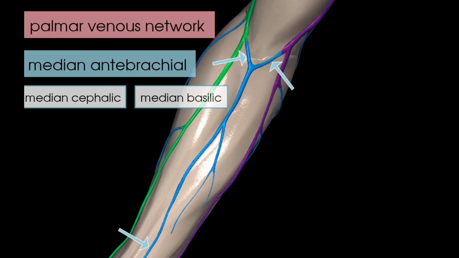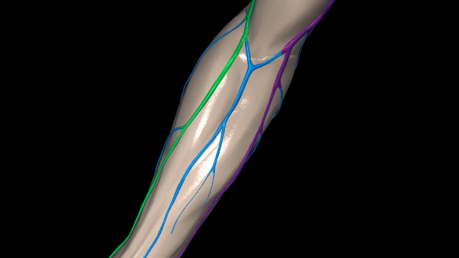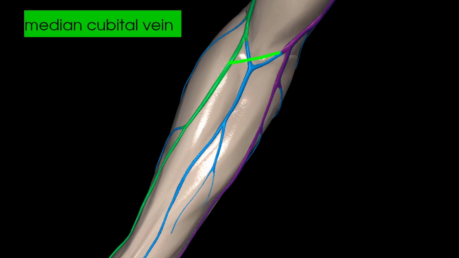Another common configuration at the antecubital fossa where the cephalic vein drains into the basilic vein directly is via this vein known as the median cubital vein. And this joins the cephalic vein to the basilic vein directly. In this case, the median antebrachial vein may take a different course, so it might drain into the basilic vein rather than forming these two veins, the median cephalic and the median basilic veins.